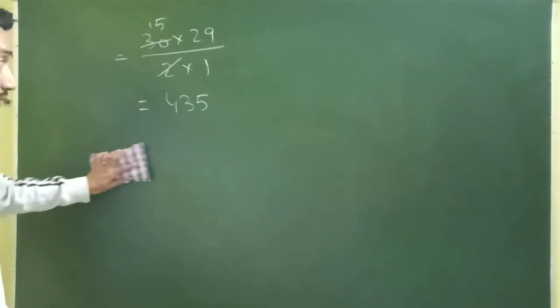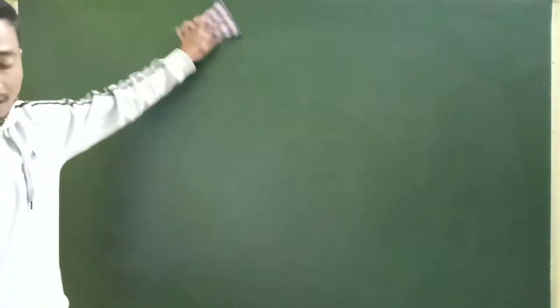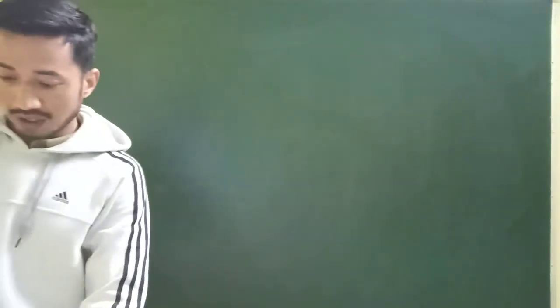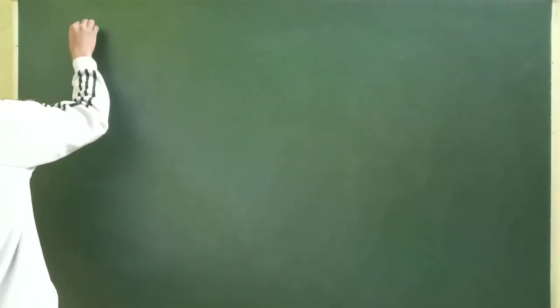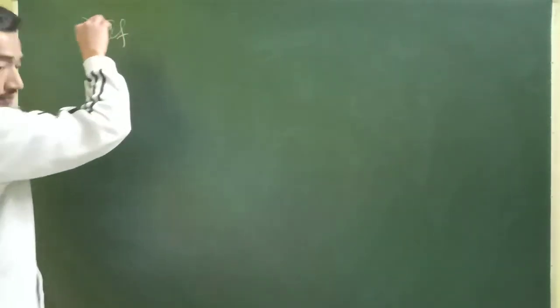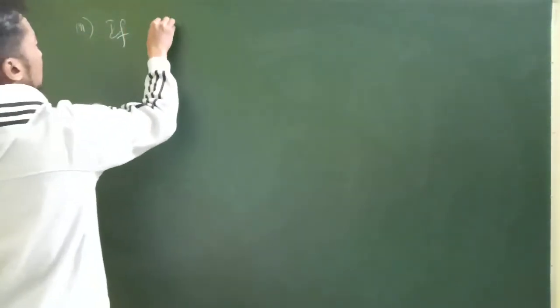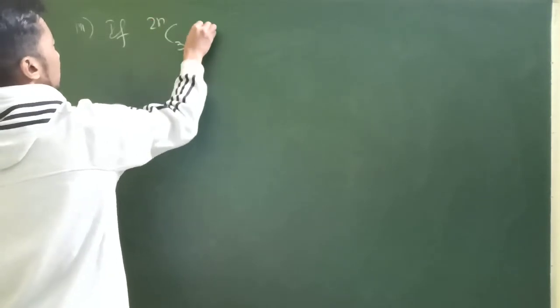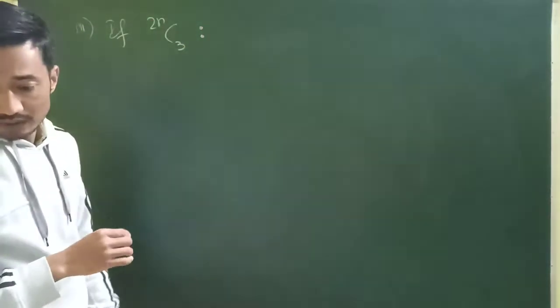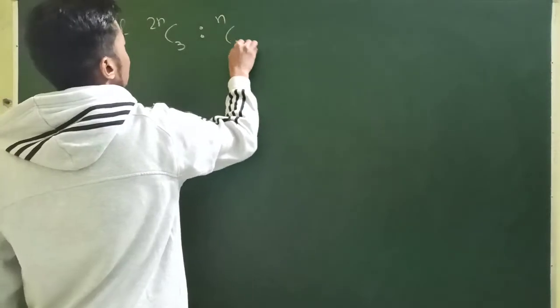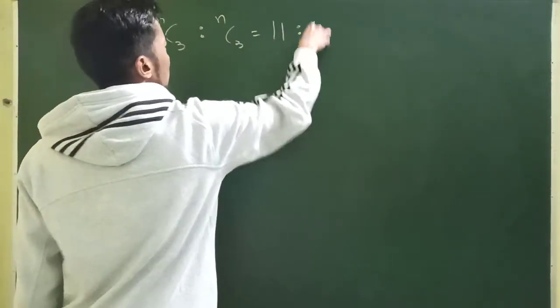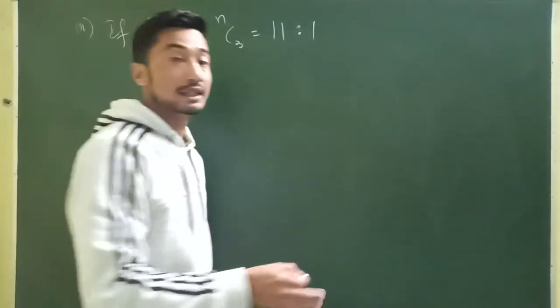Okay, are you done? I'm rubbing it off now. Okay, another problem. Let's see. Another exercise. What do we have here? 2n C 3 is to n C 3 is 11 is to 1. Then the question is find n.